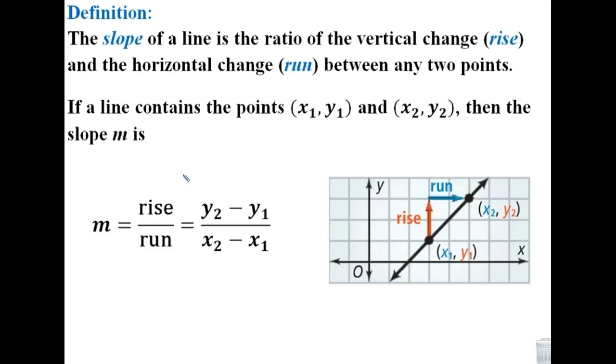And if a line contains the points (x1, y1) and (x2, y2), then m is given by this formula: y2 minus y1 over x2 minus x1. In other words, the difference in the y coordinates, the rise, over the difference in the x coordinates, the run, between any 2 points.